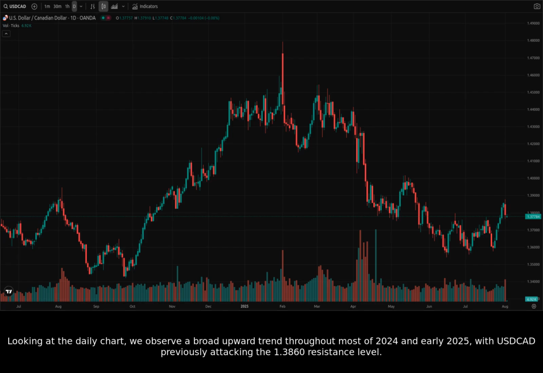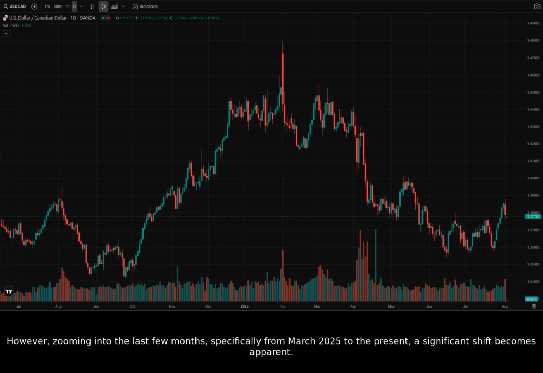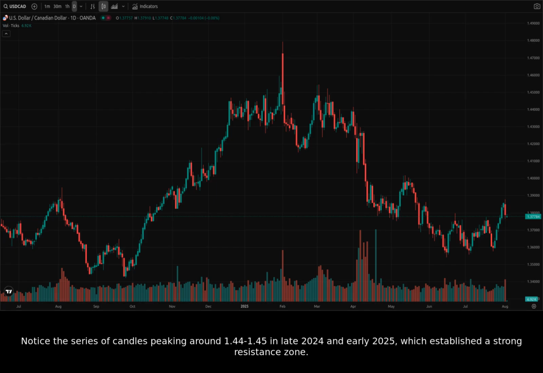Looking at the daily chart, we observe a broad upward trend throughout most of 2024 and early 2025, with USDCAD previously attacking the 1.3860 resistance level. However, zooming into the last few months, specifically from March 2025 to the present, a significant shift becomes apparent. Notice the series of candles peaking around 1.44 to 1.45 in late 2024 and early 2025, which established a strong resistance zone.